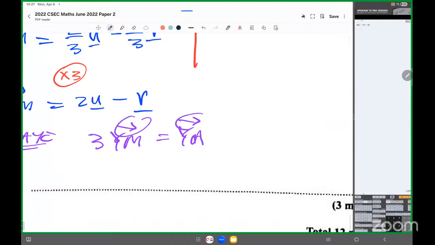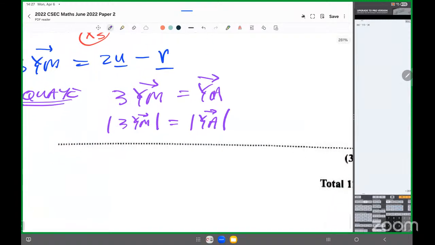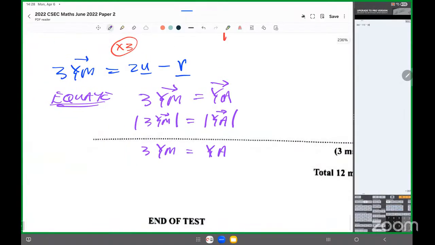To get rid of the vector component, we take the modulus of both sides. So the modulus of 3YM equals the modulus of YA. Now we're just talking about the length of the line, so you can drop out the arrows. You're going to have 3YM without the arrows equals YA. You get a ratio, so you're going to divide. You can divide the 3 under here.